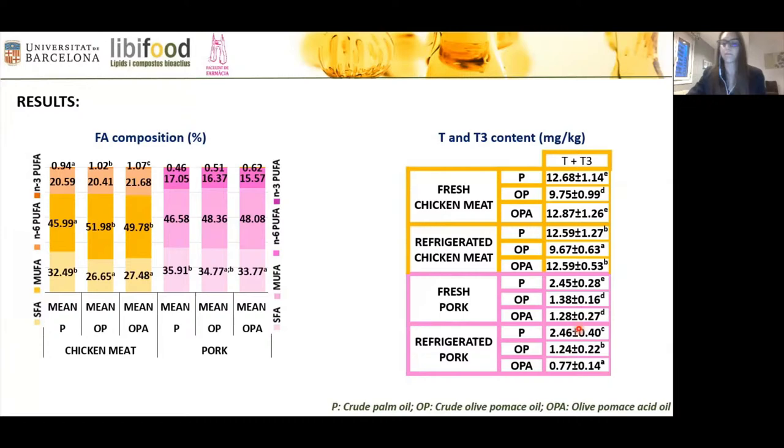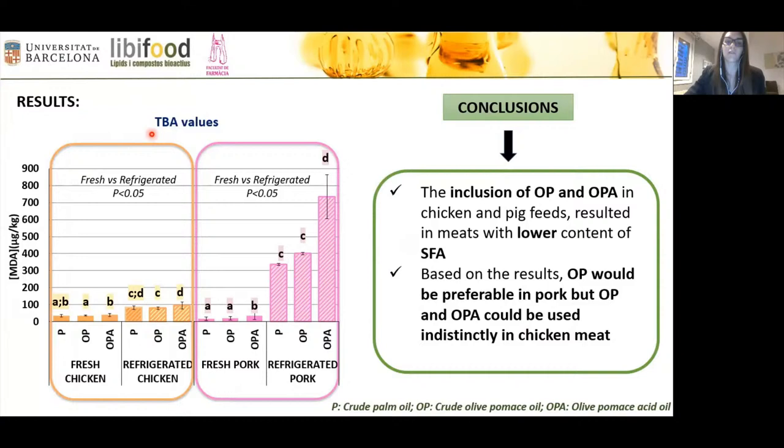To finish with the results, here in this graph, we have the thiobarbituric acid values represented as malonyl-aldehyde concentration, which is the main secondary oxidation product. We found significant differences among the dietary treatments in all cases, olive pomace acid oil being the one with the highest TBA values. The refrigeration increased the TBA levels in both types of meat.